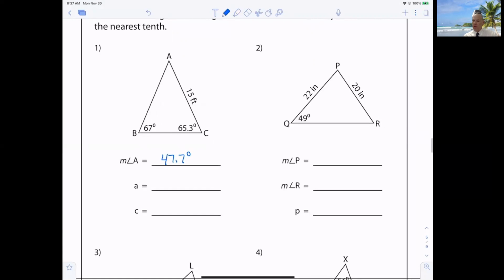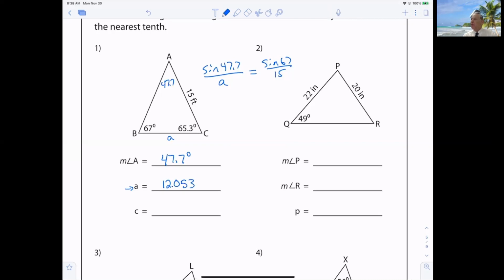Okay, so now, here we go. I want to find A. I'm listening. Sine of 47.7 over A equals. A is BC, right? Because they're calling it A. Right. Notice sine of 67 over 15. Beautiful. And so then somebody tell me what A is.